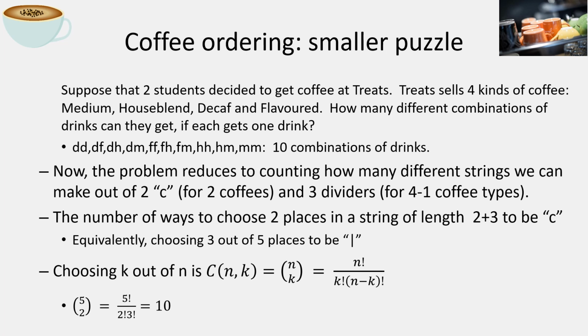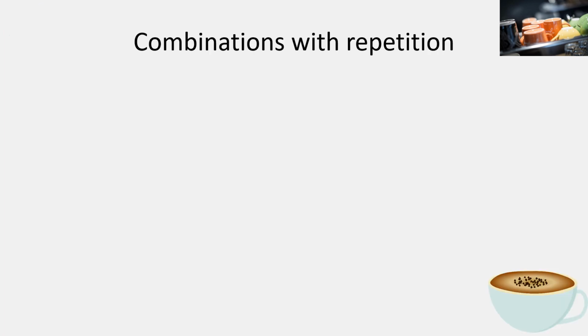So when 2 students want to get coffee at Treats, they have a choice of 4 kinds of coffee. They can place 10 different orders, and that's exactly the number that we got when we listed all the possible combinations.